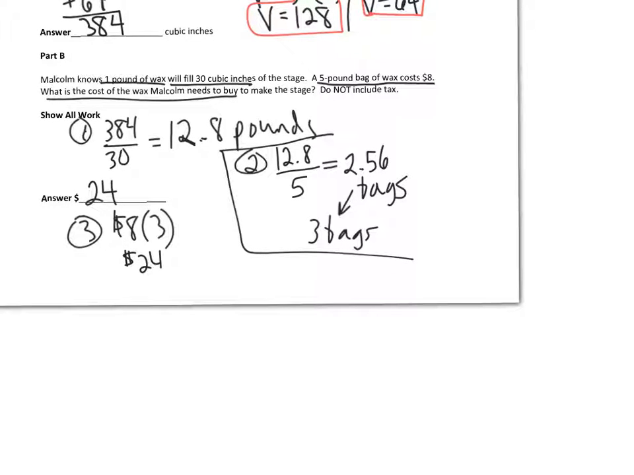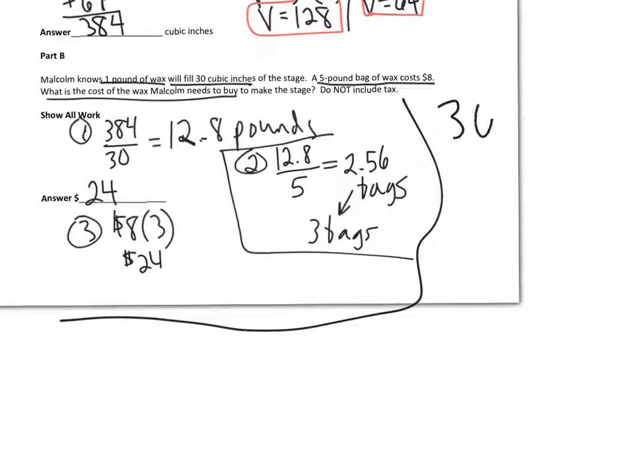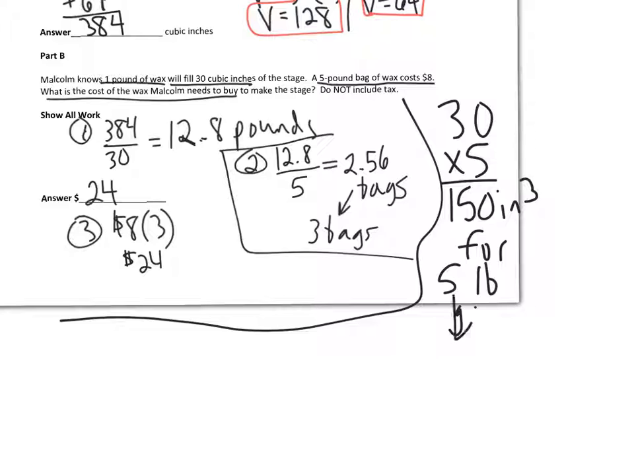A different approach you could take for this problem, and I have a hard time sometimes thinking of different ways to do these problems, but a different approach you could take is think about, for one bag, 1 pound is 30 cubic inches. So 5 pounds would be 150 cubic inches. So a 5-pound bag would be enough for 150 inches. So that's enough for one.